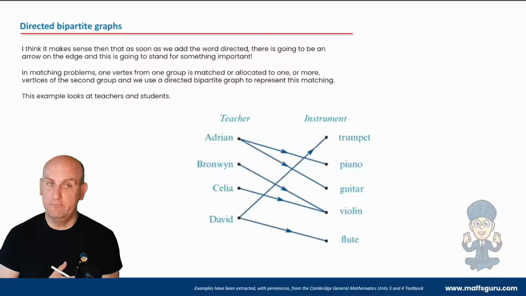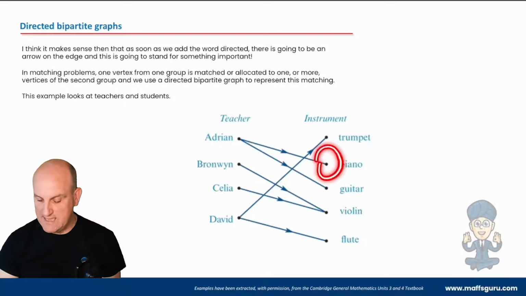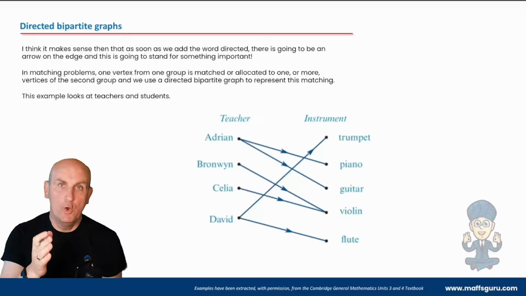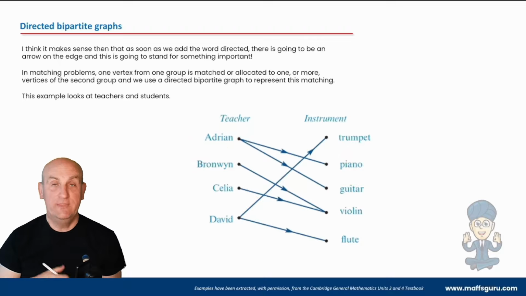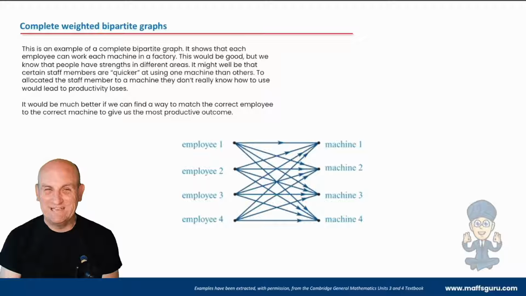Then we move on to directed bipartite graphs. This is where, if you were looking at the idea of a teacher and an instrument, Adrian teaches the piano and the guitar. That arrow makes sense because it's saying who teaches what. It would make no sense for the piano to teach Adrian. That I would like to see. It's a whole new Disney video. So we've gone from bipartite graphs to a directed bipartite graph and then complete bipartite graphs.